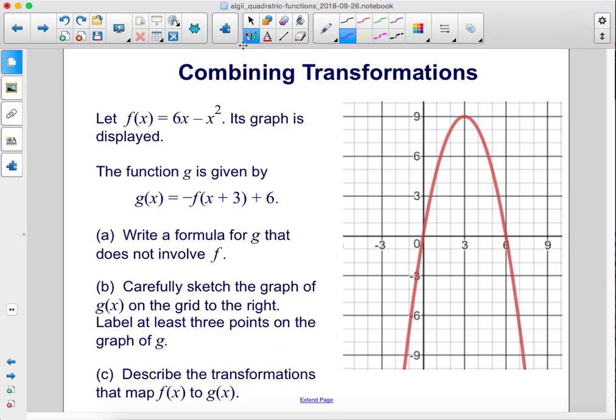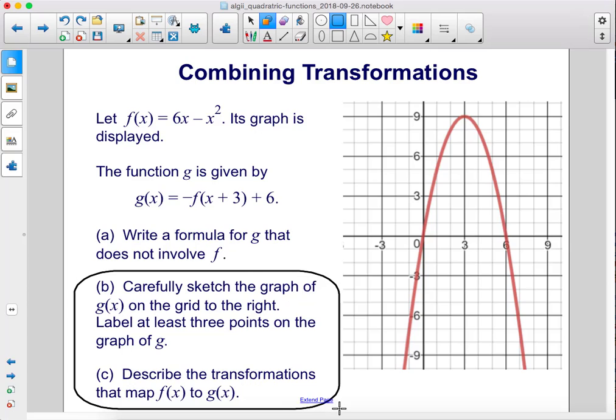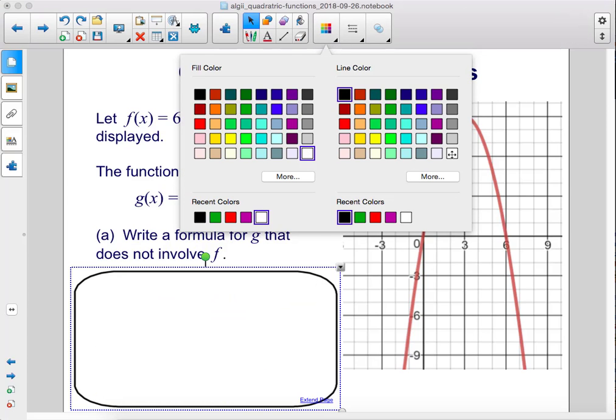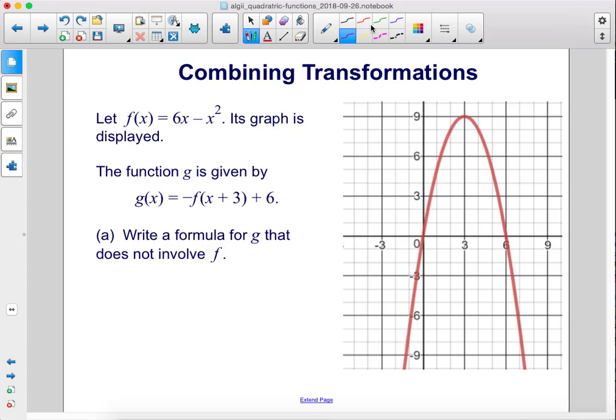All right, so let's begin with the first part, A. I'm going to cover up these so that we have some room to work. All right, so let's figure out the formula for g. So the whole thing here is going to be negative. Then we're going to have f of x plus 3. So we're going to write the whole function out and plug in x plus 3 for x.